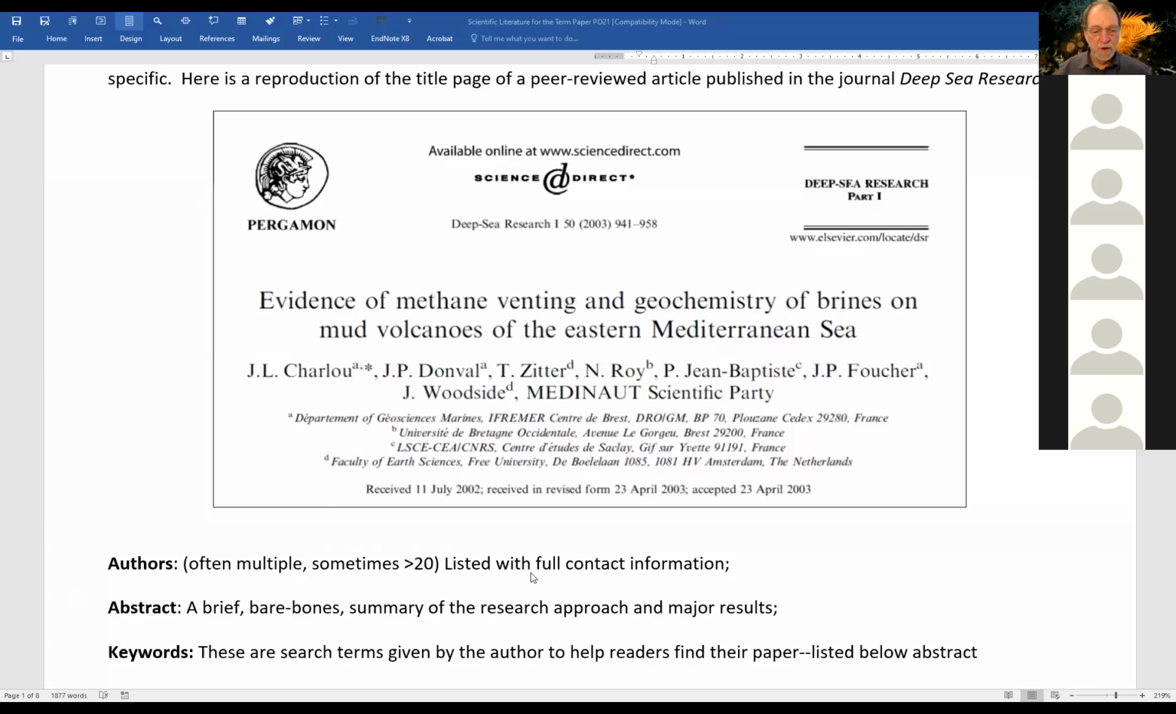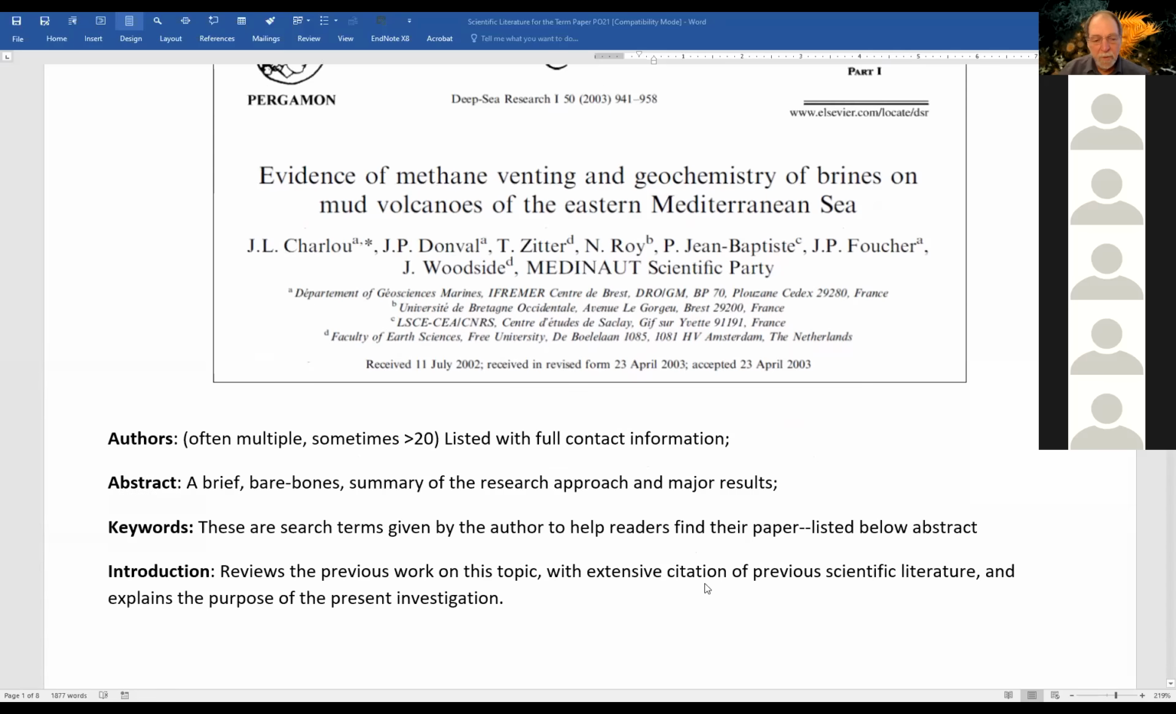Okay, so authors, often multiple, and the full contact information is listed here. So this tells you where Jean-Louis Charlot works at the Department of Geosciences in Marine at Ifremer in France. And then we also have the University of Bretagne. These are all French authors. And then here's the Faculty of Earth Sciences at the Free University of Amsterdam in the Netherlands. So this is an international group. Okay. What else have you got here?